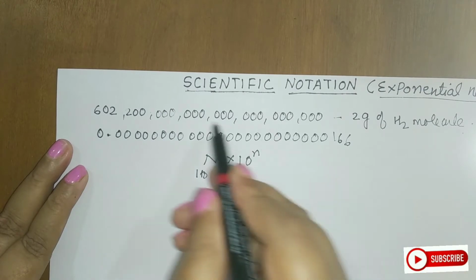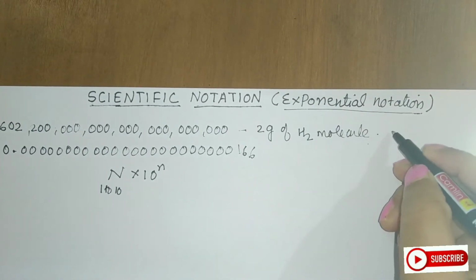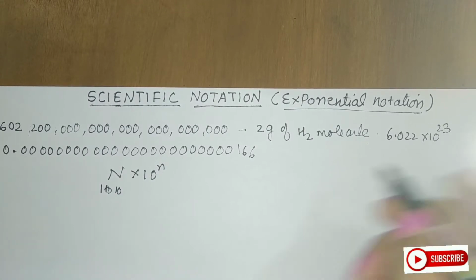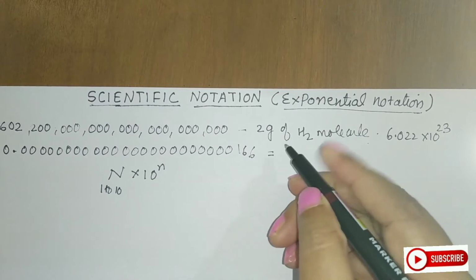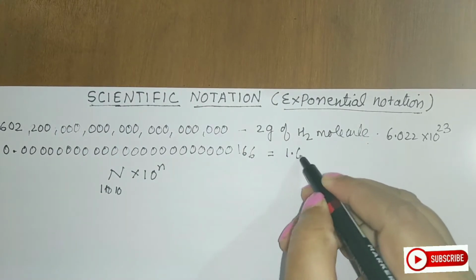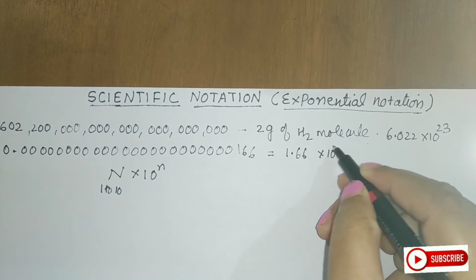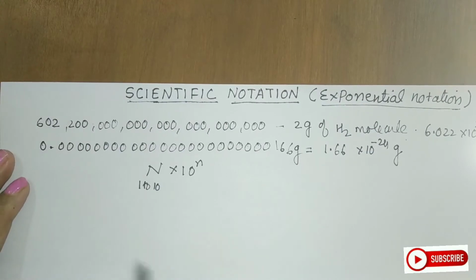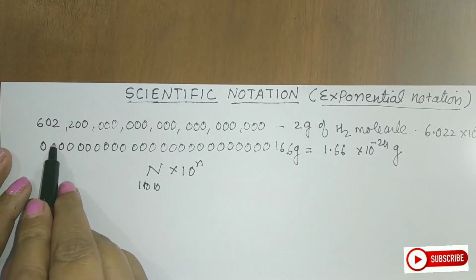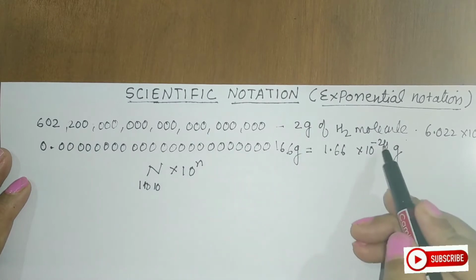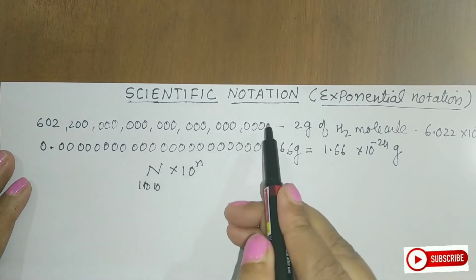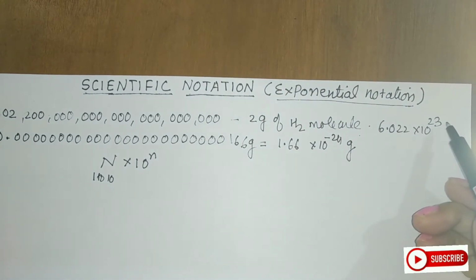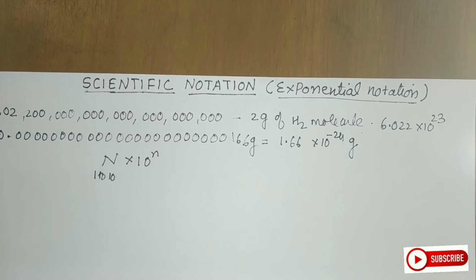Now you can see the same number, how I can write this, student, is 6.022 into 10 raised to 23. And the small number I can write as 1.66 into 10 raised to minus 24, which I have taken in gram. So students, when I take the decimal to this side, I raise the exponent with a minus sign, and when I take the decimal to this side, I raise it to a positive exponent. Those notations we use for calculations.